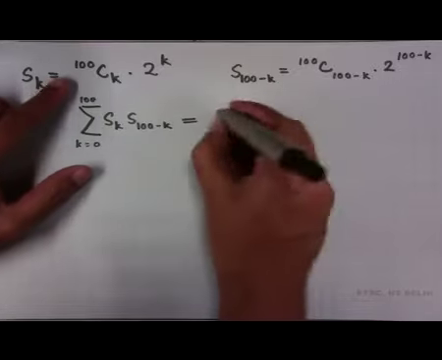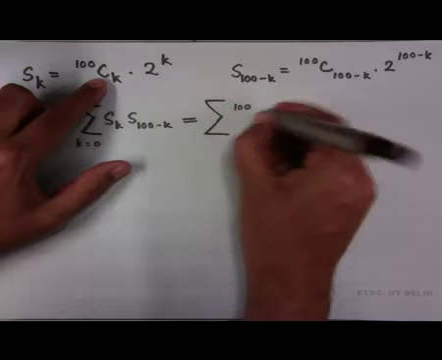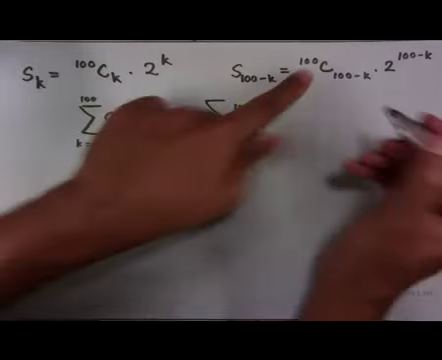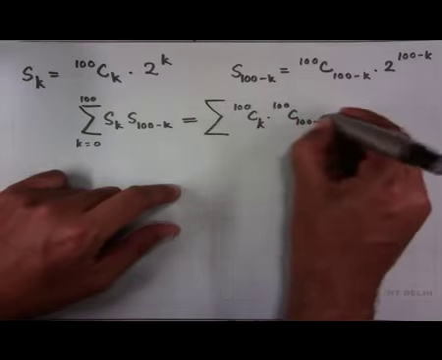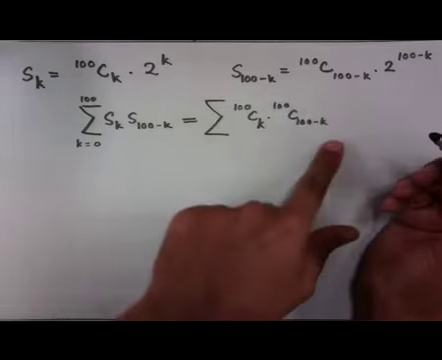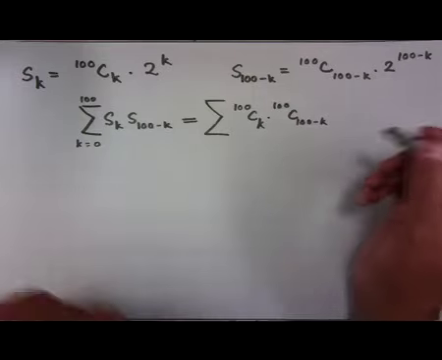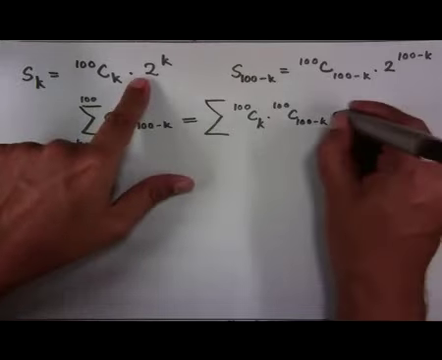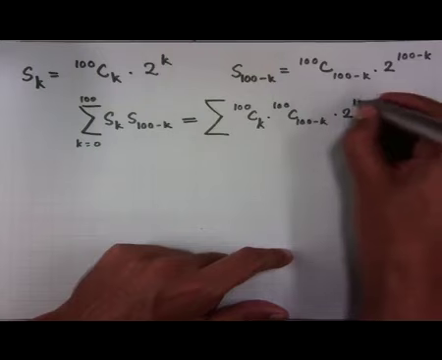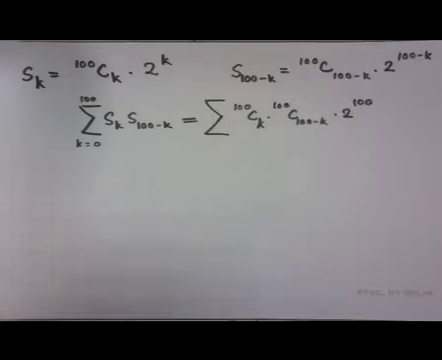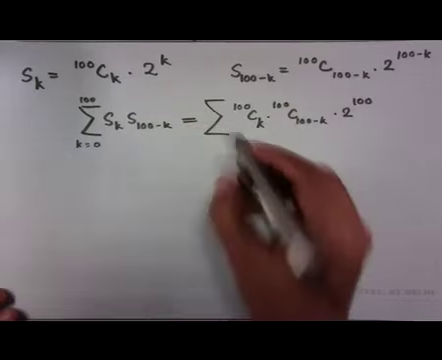What do I get? I get sigma 100 C k times 100 C 100 minus k. Mind you, these two are equal, 100 C k is equal to 100 C 100 minus k, just by the way, reminding you, times 2 power k times 2 power 100 minus k, which is nothing but 2 power 100, and 2 power 100 can jolly well come outside this summation.